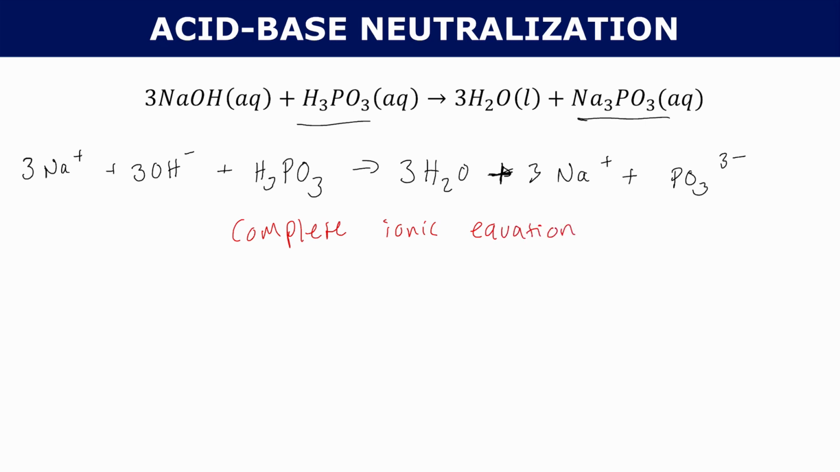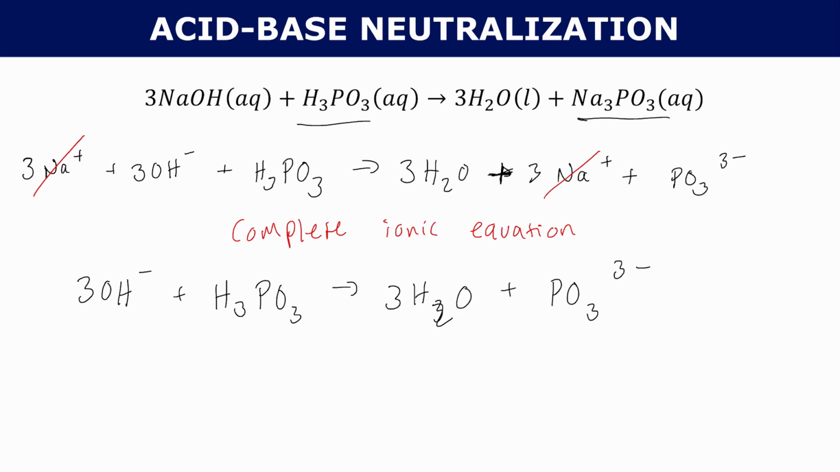To turn the complete ionic equation into the net ionic equation, you have to cancel out the ions that are found both on the reactant side and the product side. Those are what we call the spectator ions. In this case, the spectator ions are the sodium ions. As soon as you cancel out the sodium ions and rewrite your equation, it's going to be 3 OH- reacting with H3PO3 to form 3 H2O and a phosphite ion. And that is your net ionic equation.